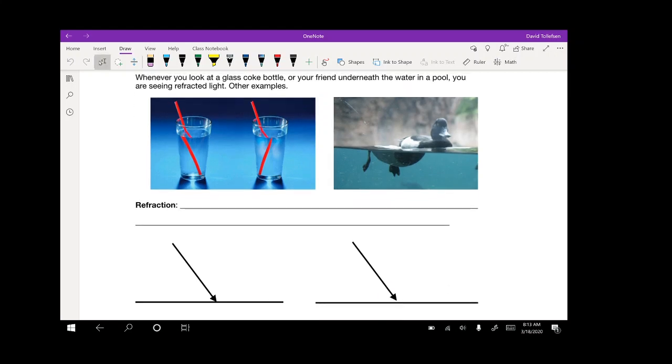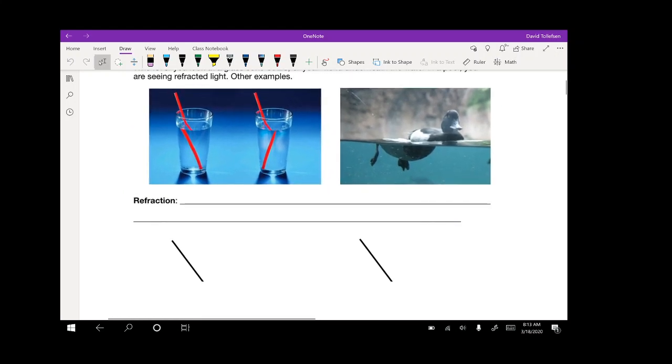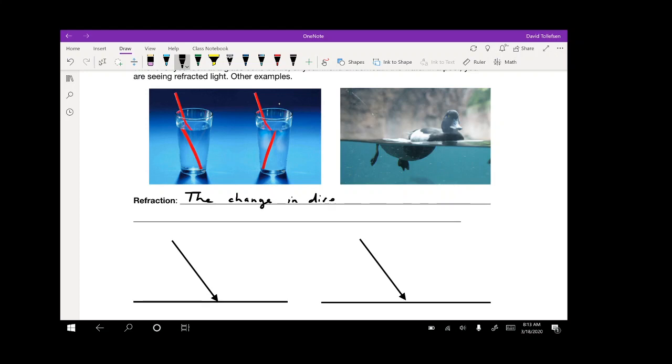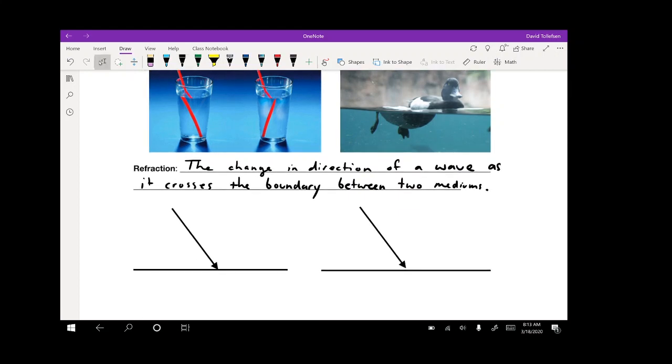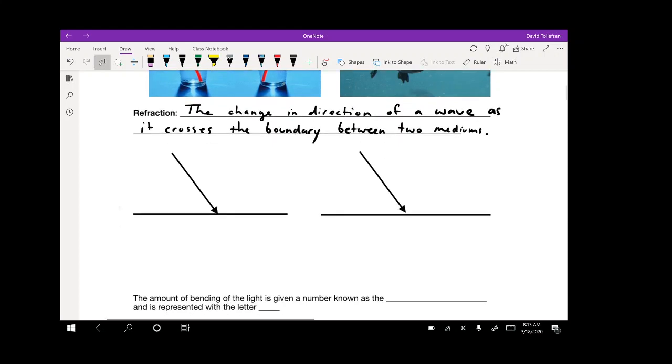So we call this idea refraction, and hopefully you've downloaded the notes. But refraction is the change in direction of a wave, in this case a light wave, as it crosses the boundary between two mediums. And this happens because light is actually going to be changing speed as it goes through.